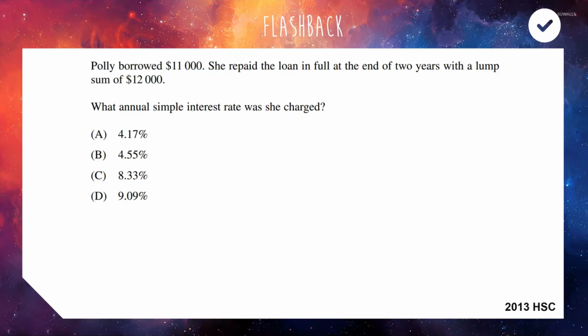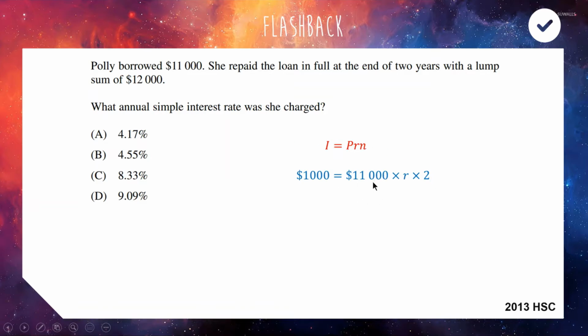All right, sweet, let's have a look. Because we had simple interest stated in the question, we've got to be using our simple interest formula. Interest equals principal times rate times time period. Let's sub in what we know. If we borrowed 11 and repaid 12, we've paid $1,000 in interest. That's the extra that we've paid on top. Our principal was our starting figure, rate we're trying to figure out, and number of years is 2.